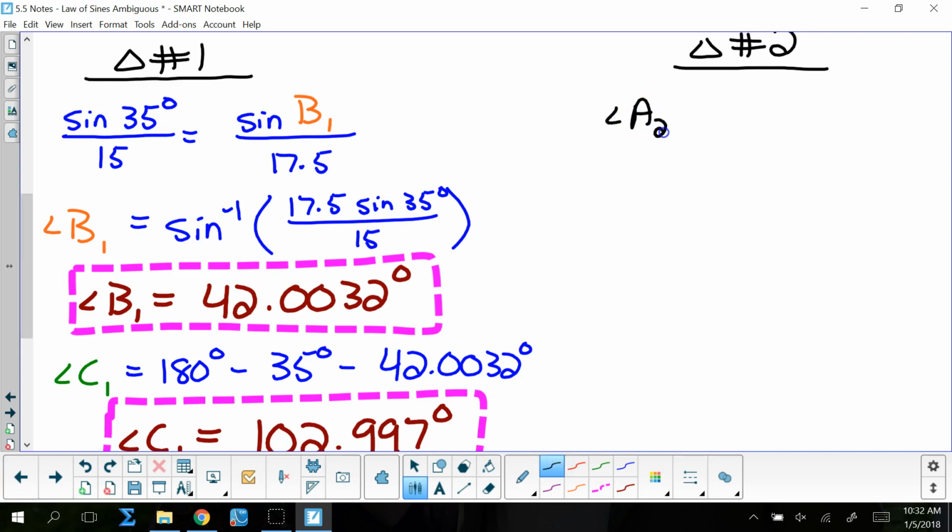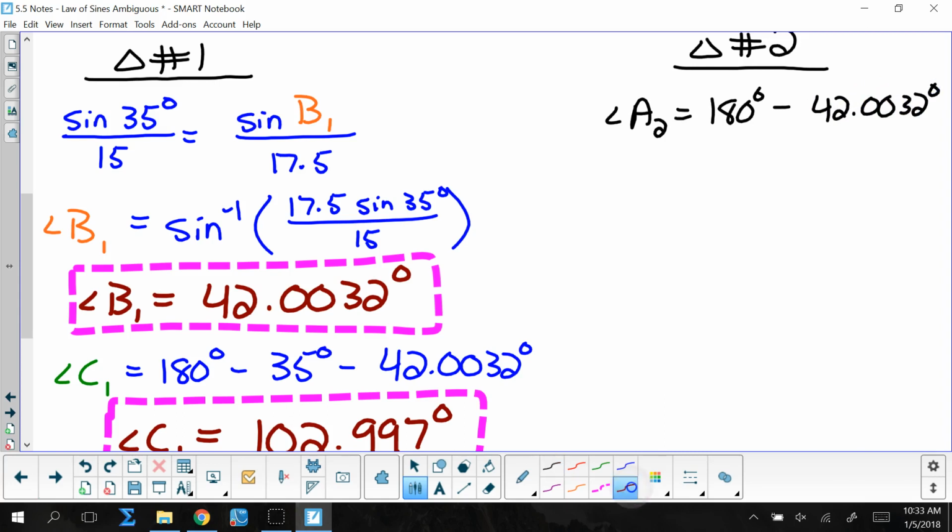Angle A sub 2 then is going to equal 180 degrees minus 42.0032 degrees. So angle A sub 2 is going to be, B sub 2. Oh, hold on, let's just start that over again. So that is going to be 137.997 degrees.